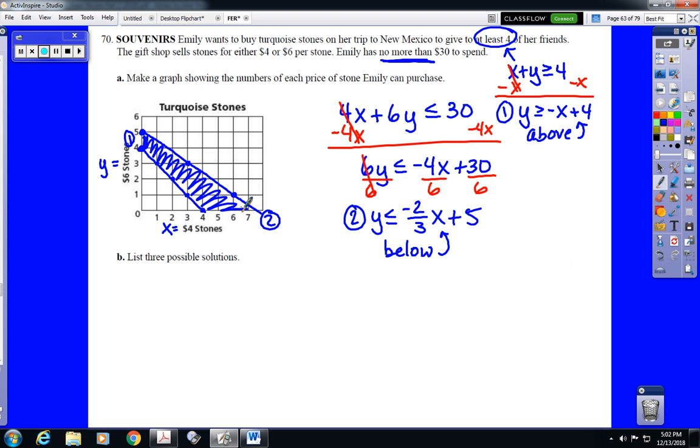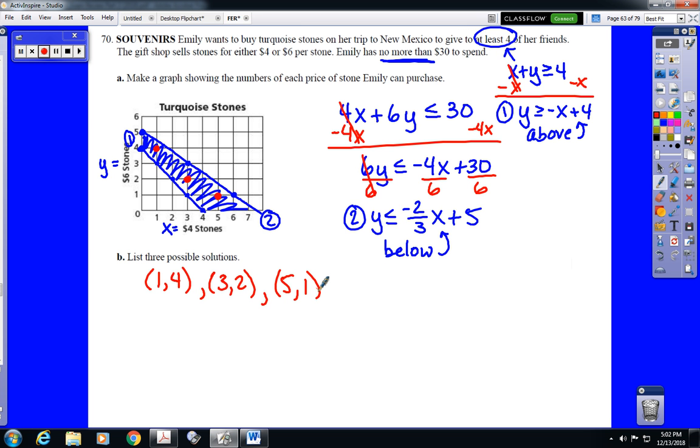It says list 3 possible solutions. So all we need to do is name literally any 3 points that are in or on those lines, because the lines themselves are part of the solution as well. So you'll notice I've drawn red dots at 3 points. Here are 3 solutions. 1, 4. 3, 2. 5, 1. That's only 3.